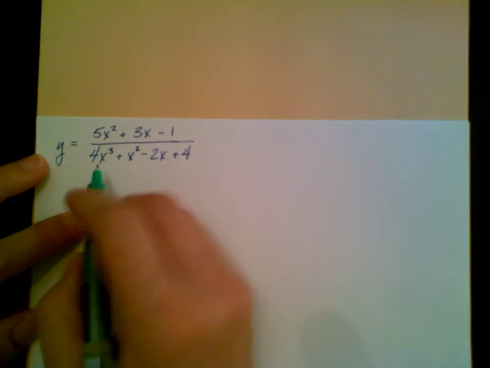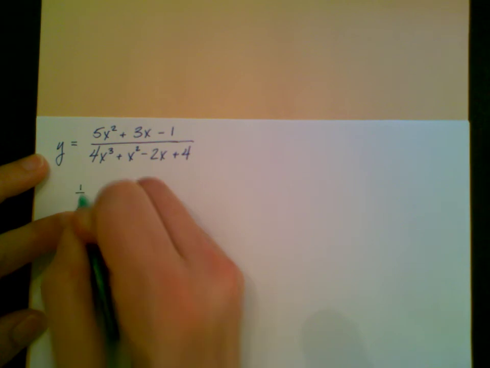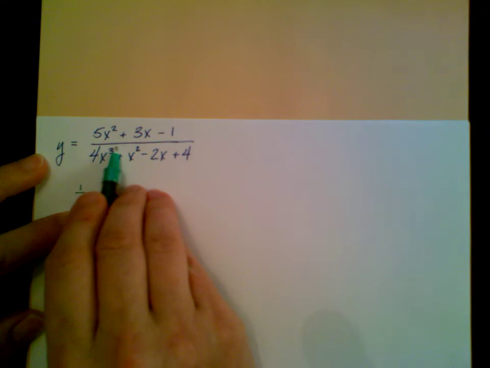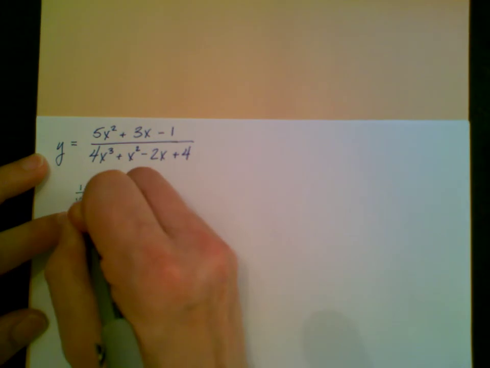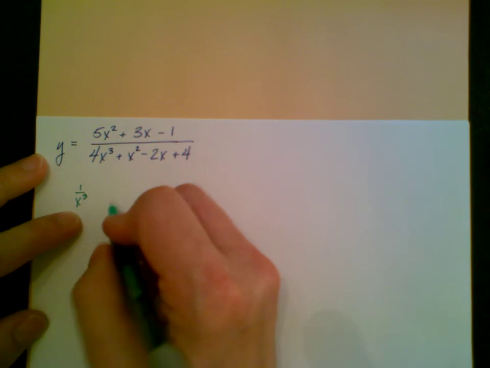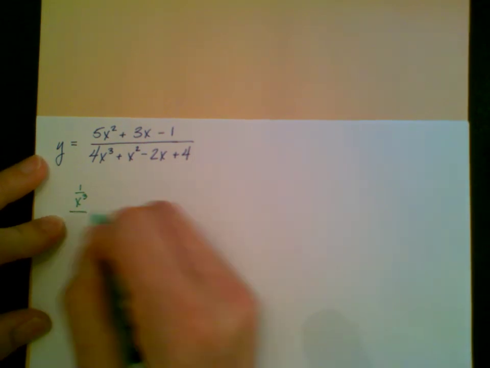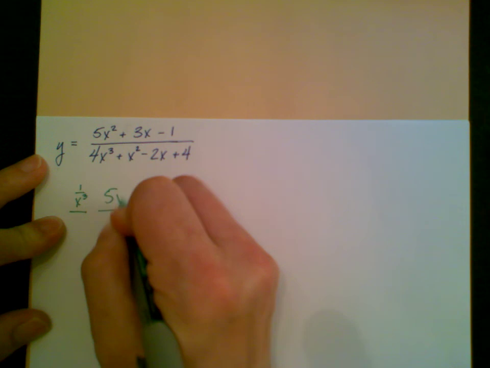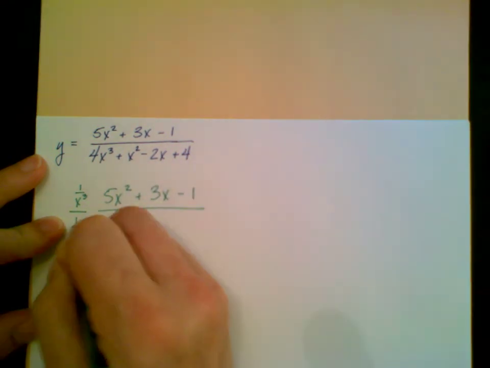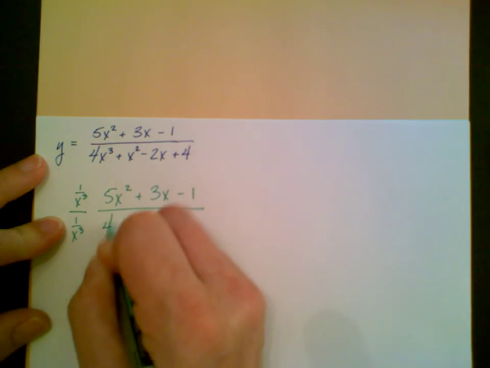I'll multiply by 1 over the largest power of x in the entire thing. Now the largest power of x in the entire thing is this x cubed in the denominator. So it'll be 1 over x cubed times, let me rewrite my function really quick, 1 over x cubed times the bottom as well.